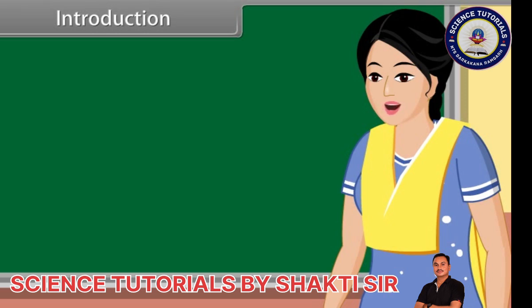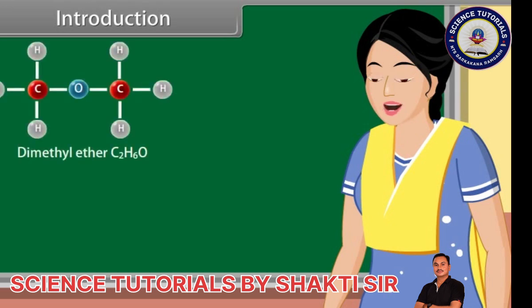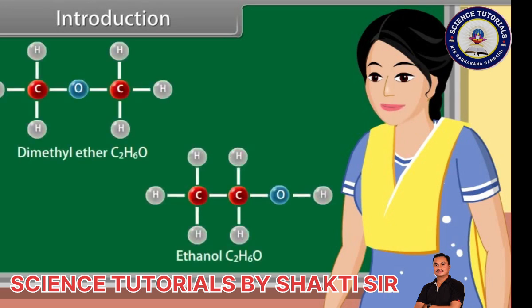The organic compounds which have same molecular formula but different configurations are called isomers. The examples of isomers are dimethyl ether and ethanol. They have same molecular formula but different configuration.